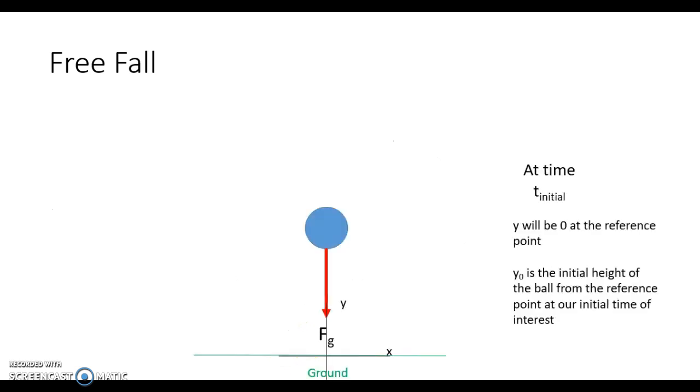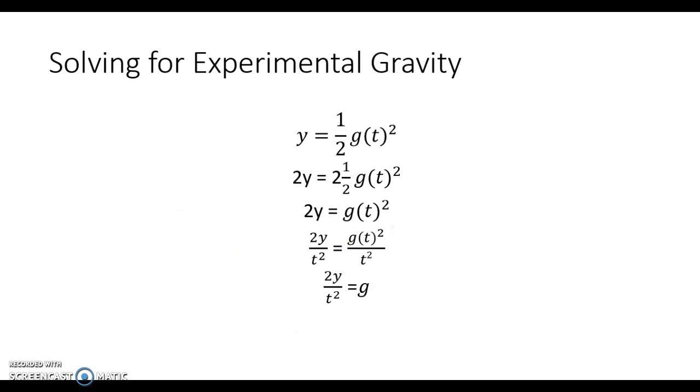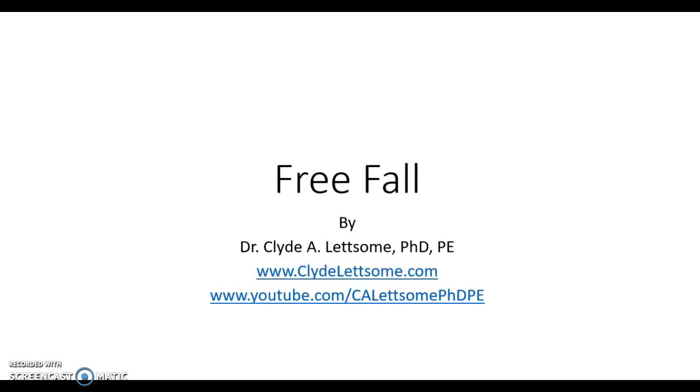Okay, so this is the way that we would approach a free fall experiment using our kinematic equation, and how we would look at the experiment from 2 different points of view. Both are correct. It's just a matter of how you look at the experiment, and how you would calculate your experimental gravity from that information in order to compare it against our theoretical or accepted value for gravity.